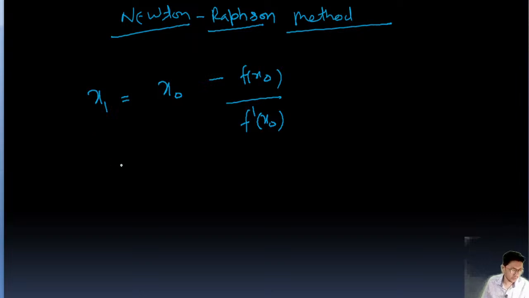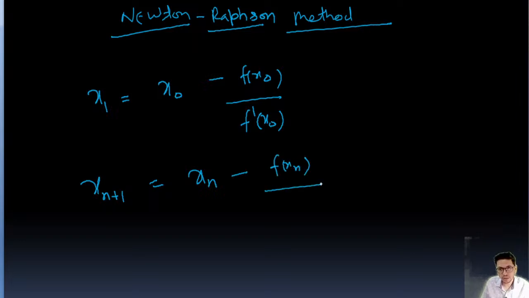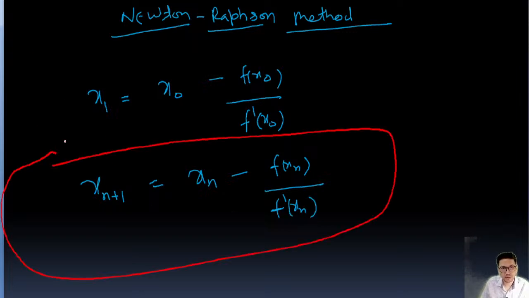Okay, so this is the one, or the general formula is xn plus 1. This value is going to be xn minus f(xn) upon f dash(xn). This is the formula, very important formula, guys. This is for first, and this is a general formula. This is the Newton-Raphson method. So I'll solve the question, then it will clear your doubt.